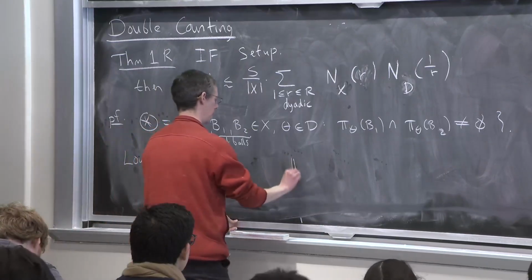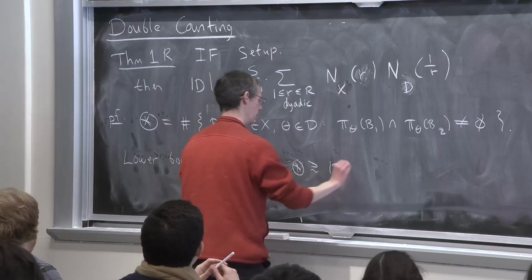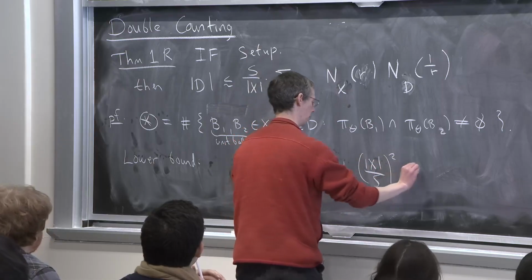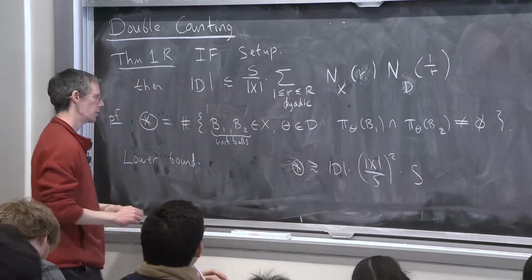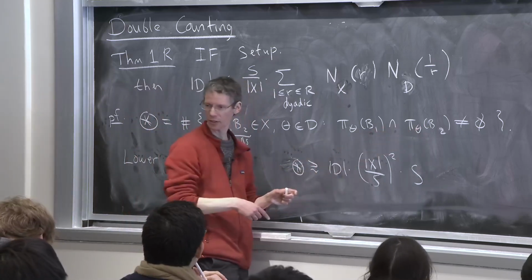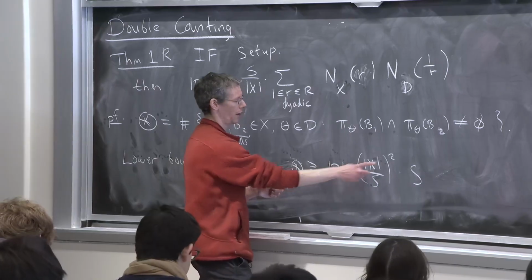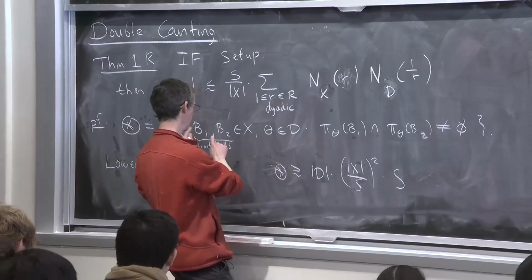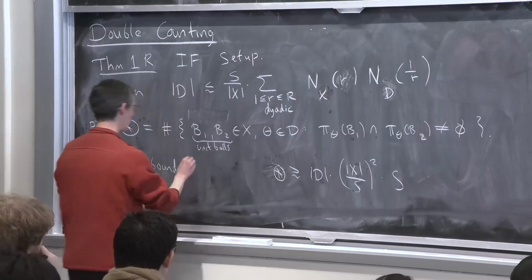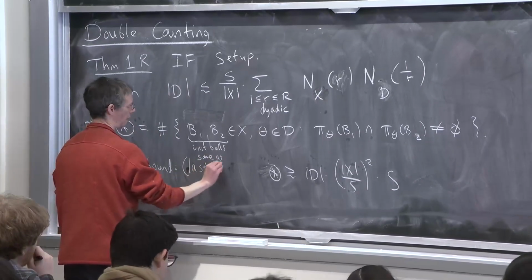The lower bound says that this star is at least the number of directions times, in each direction, x over s squared times s. So in each direction, these x different balls have been projected into only s slots. So a typical slot has x over s balls in its fiber. And so we have this many squared choices to pick B1 and B2 in the same fiber s times. So the lower bound is really the same as last time. Same as the homework.